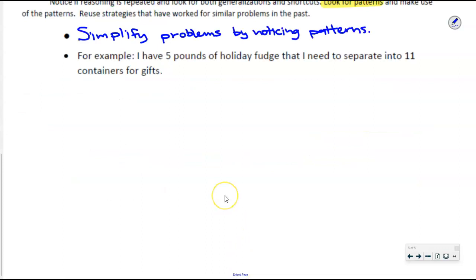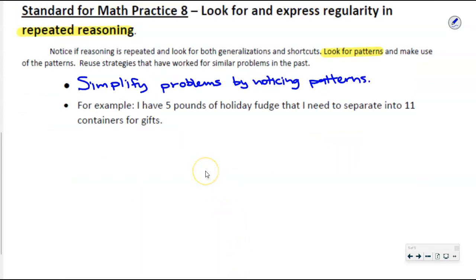And no, you don't get to use calculators, you get to do it the old-fashioned way. We did have to do some of this last year, near, I don't know, third-ish term maybe. I have 5 pounds of holiday fudge that I need to separate into 11 containers. What am I really asking? 5 divided by 11. 5 is going to be split up into those 11 groups.